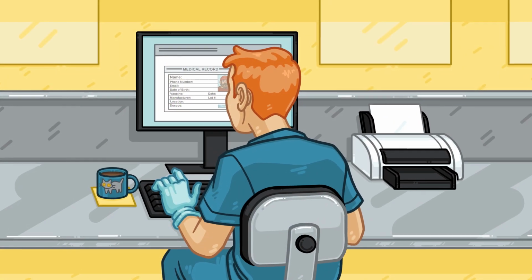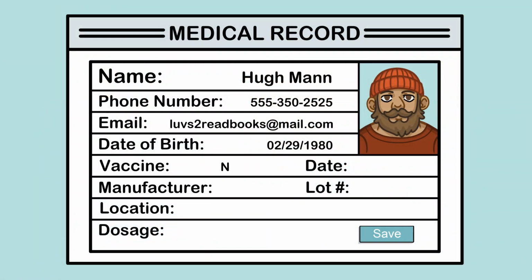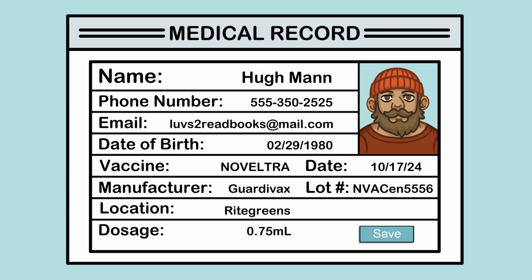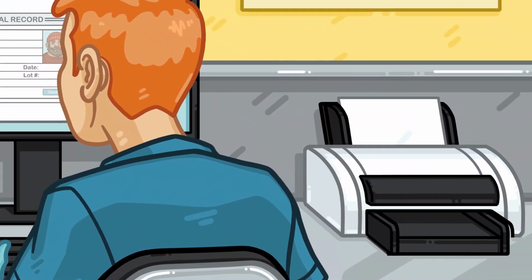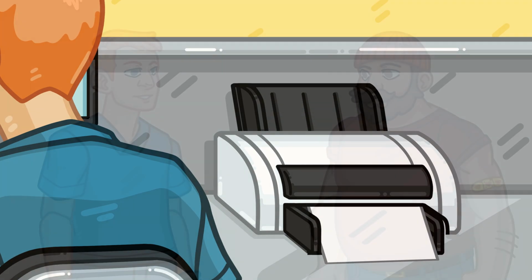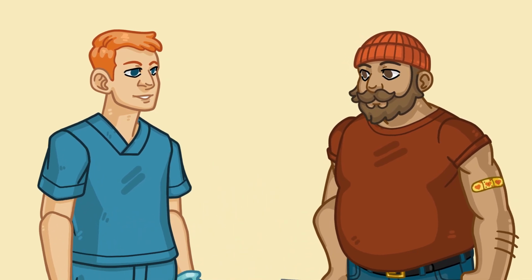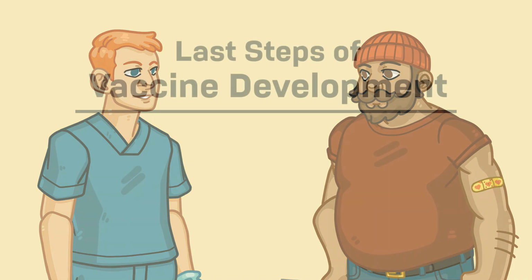After the vaccine administration process is completed, the healthcare professional will document what vaccine was administered, the date it was given, dosage amount, vaccine manufacturer and lot number, and the location of the healthcare facility where the vaccine was given. This information is usually provided to the patient on a printed card that they can take with them, ensuring that they have a detailed account of their treatment in case it is needed later. Overall, this process helps to keep everyone safe.